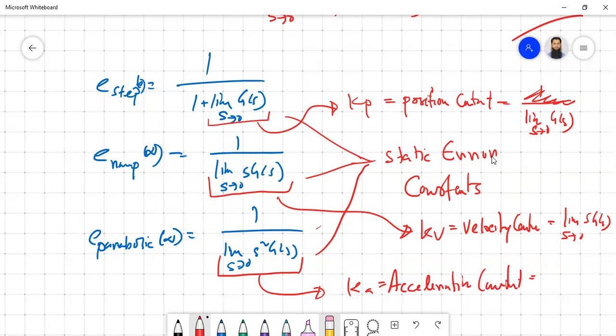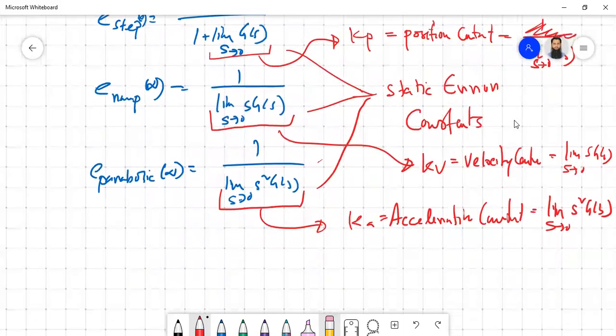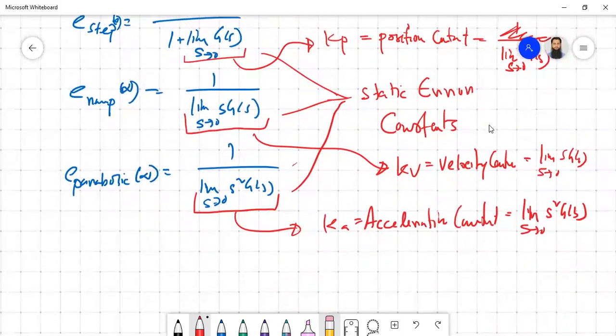And this is limit s tends to 0 of s squared G of s. Okay, so these are the definitions. Just like in case of your transient behavior, where we looked at the performance of settling time, rise time, zeta, and so on, similarly in case of steady state analysis, these are the factors that actually determine your steady state error values.